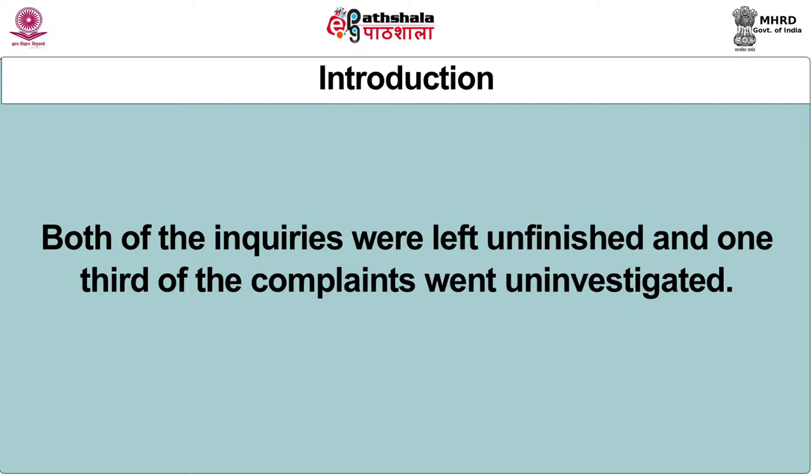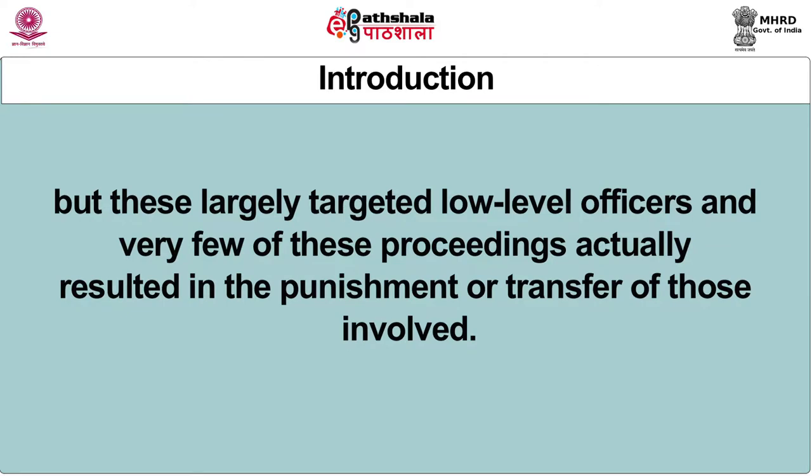And one third of the complaints brought before them have been undocumented and in fact uninvestigated, at least as far as public records suggest. Added to this is the fact that legal action was brought against an approximate number of about 500 police and army personnel who were involved in the ethnic conflict. But these largely targeted low-level officials, and very few of these proceedings actually resulted in the punishment or public indictment of those involved.